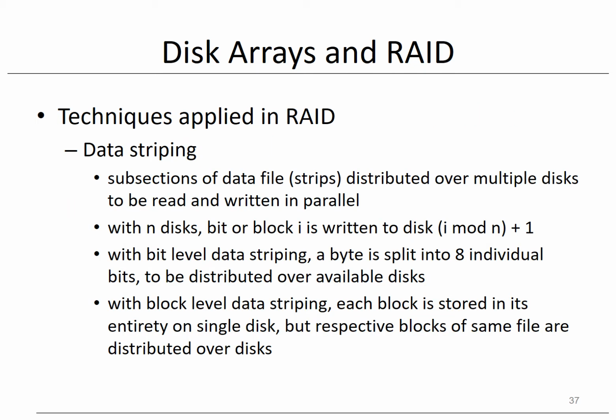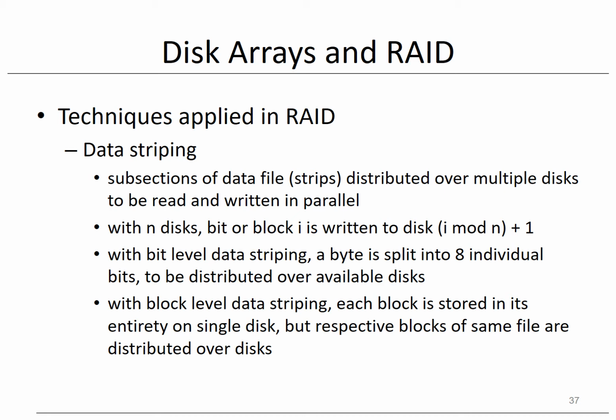The following techniques are applied in RAID. Data striping. Subsets of a data file, called strips, are distributed over multiple disks to be read and written in parallel. The strips can consist of individual bits or entire disk blocks. With n disks, bit or block I is written to disk I mod n plus 1. Remember, mod represents modulo, or remainder after integer division.